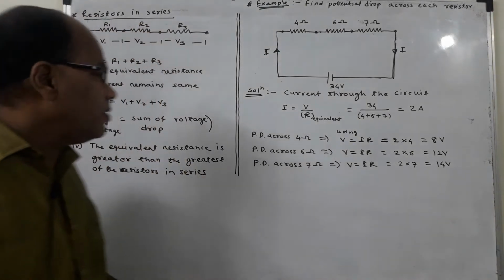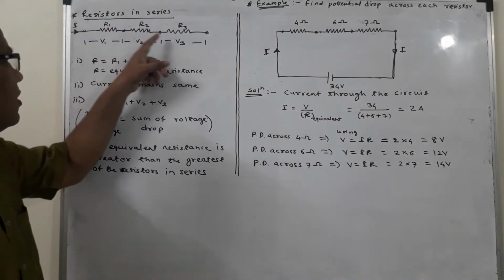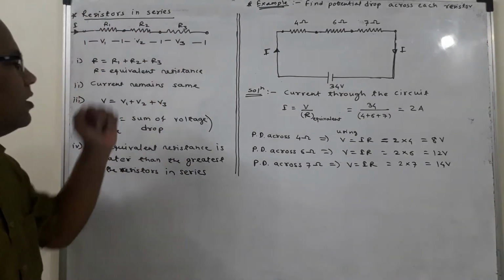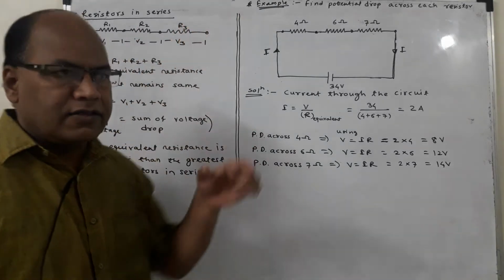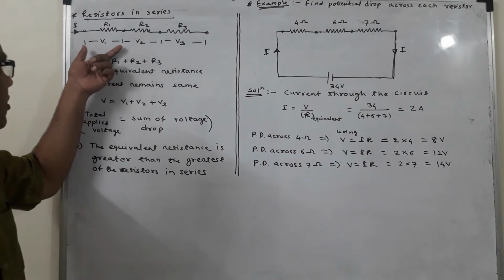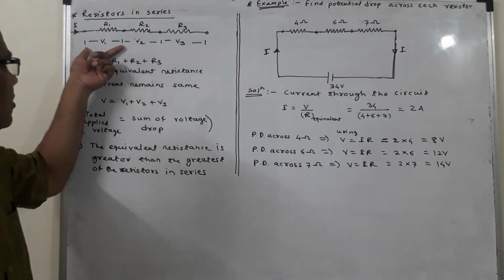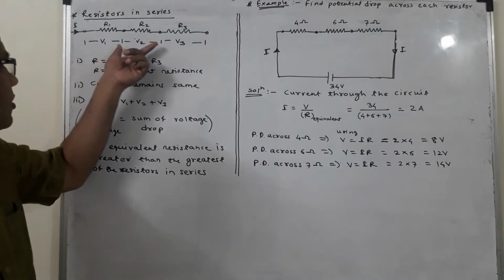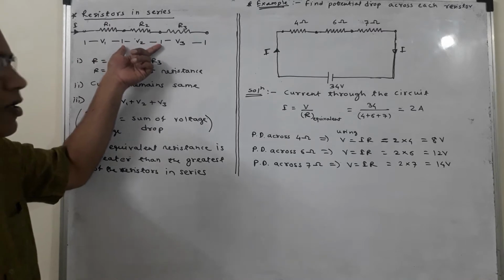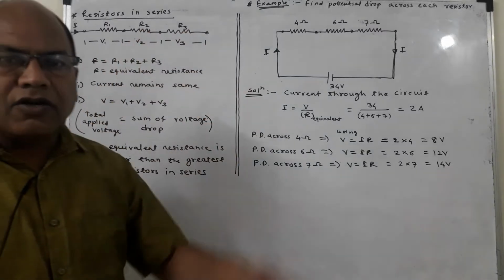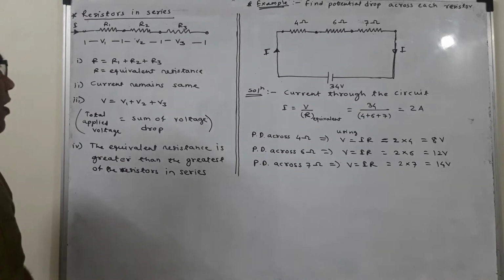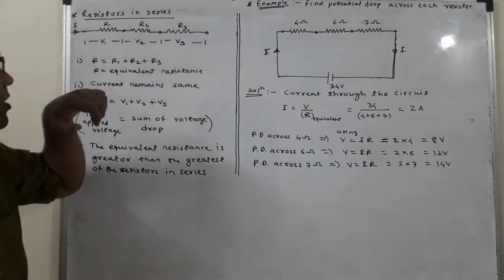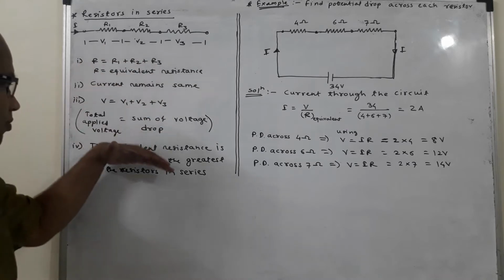Now in order to explain it, I have considered three resistances which are connected in series. R1, R2 and R3 are the three resistances. The potential drop across the resistance R1 is V1, potential drop across the resistance R2 is V2 and potential drop across the resistance R3, let it be V3. Then if it is the case, we will have to remember these 4 points.